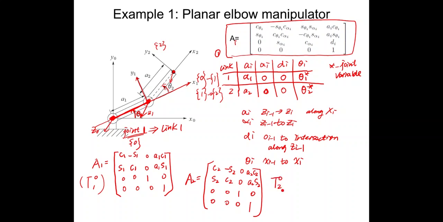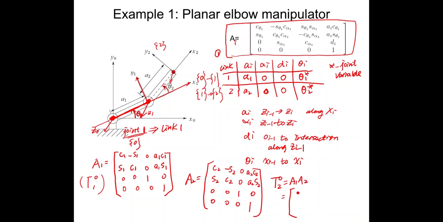Then my final homogeneous transformation matrix is T20. My T20 equals A1 times A2 by definition, and that is this matrix multiplied by this matrix. So that is a two-matrix multiplication, and I can calculate it directly: the first row times the first column, first row times the second column, and so on. So you will be able to calculate the 16 terms.